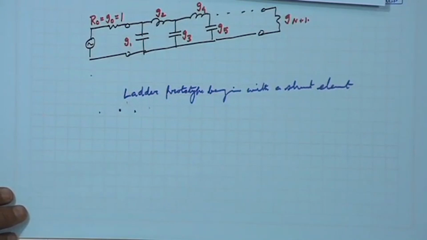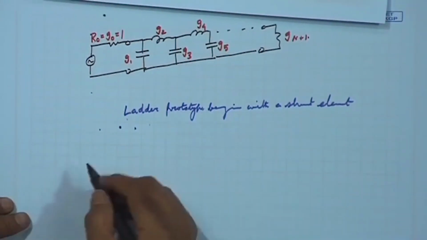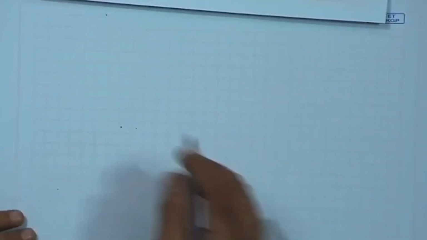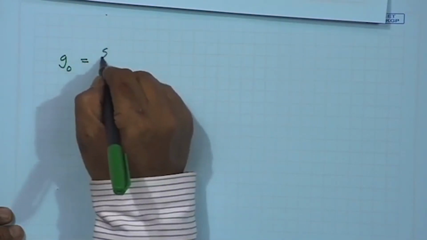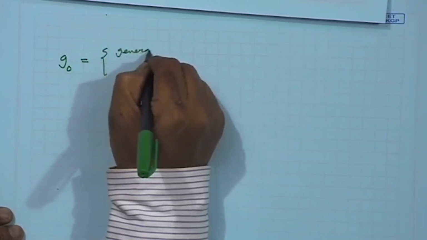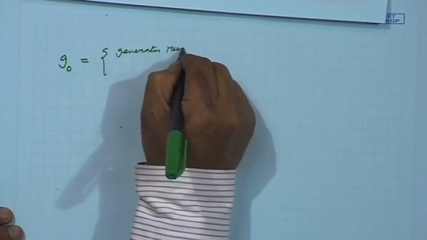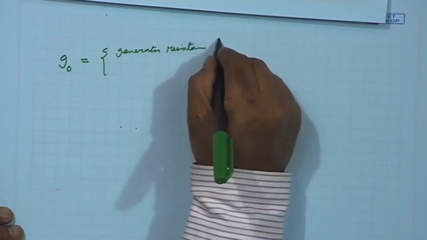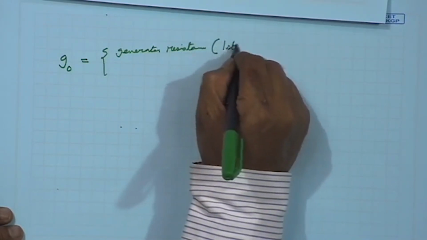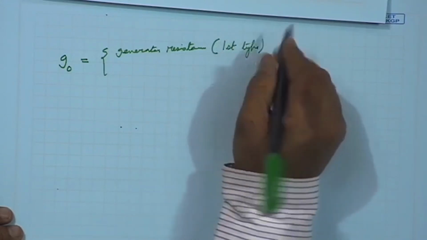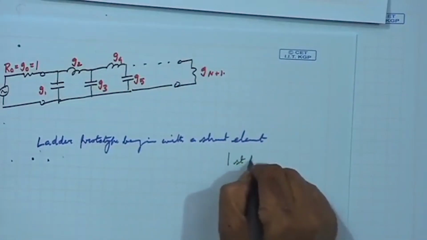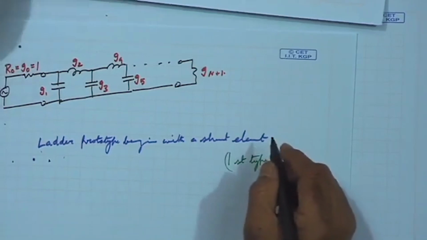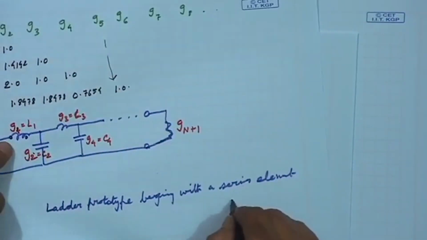So, we can now summarize that in both these cases, what we get is G naught first stands for the generator resistance for the first type. So, let us call this the first type, and this one, let us call, the second type.